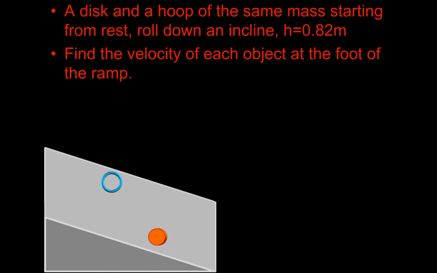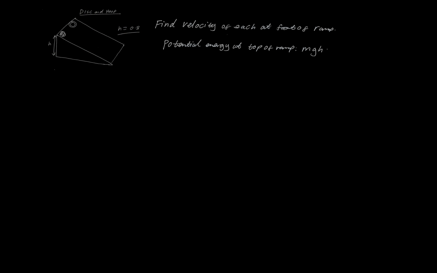So just as a proof, if we take a look at the disc and the hoop, same mass, starting from rest, roll down an incline. The incline's height is 0.82 meters. We want to find the velocity of each object at the foot of the ramp. There we are, there's our situation. Crude diagram up here of the situation we just looked at. Find the velocity of each at the foot of the ramp. So, first question. What's the potential energy at the top of the ramp? Their masses are the same, so m times g times h.